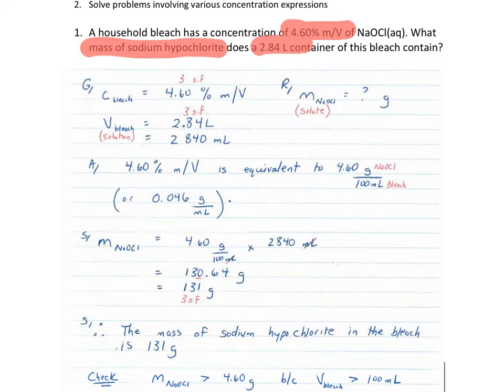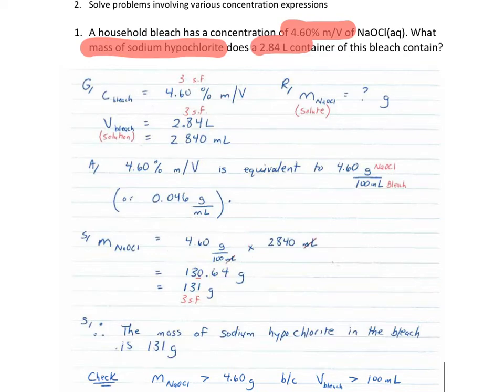As I mentioned earlier, there's a formula in your textbook that you can use, but I prefer to use the idea that we talked about in the previous tutorial, where a mass volume percent concentration actually means the grams of solute that you have per 100 milliliters of solution, or per 100 milliliters of bleach. And so in this case, the 4.60% mass volume is equivalent to 4.60 grams for every 100 mils of bleach.